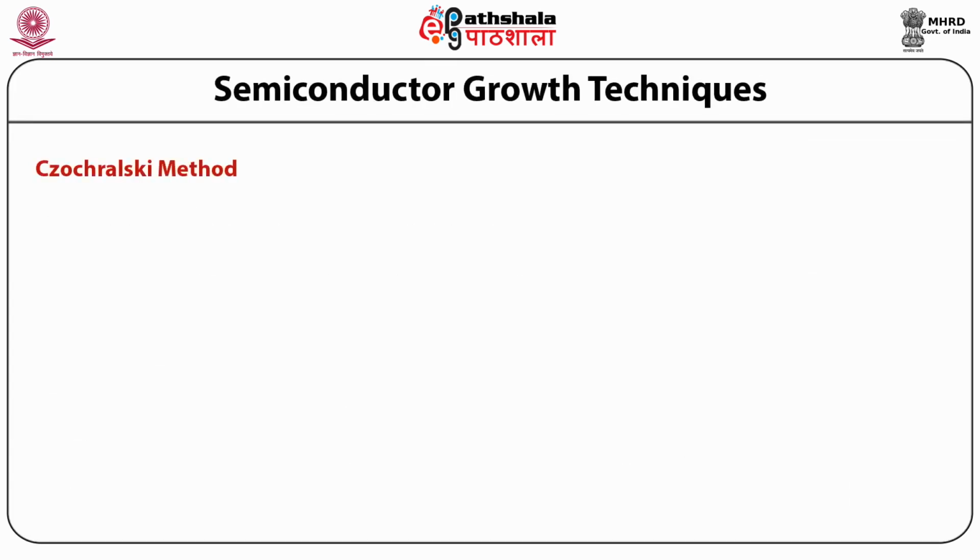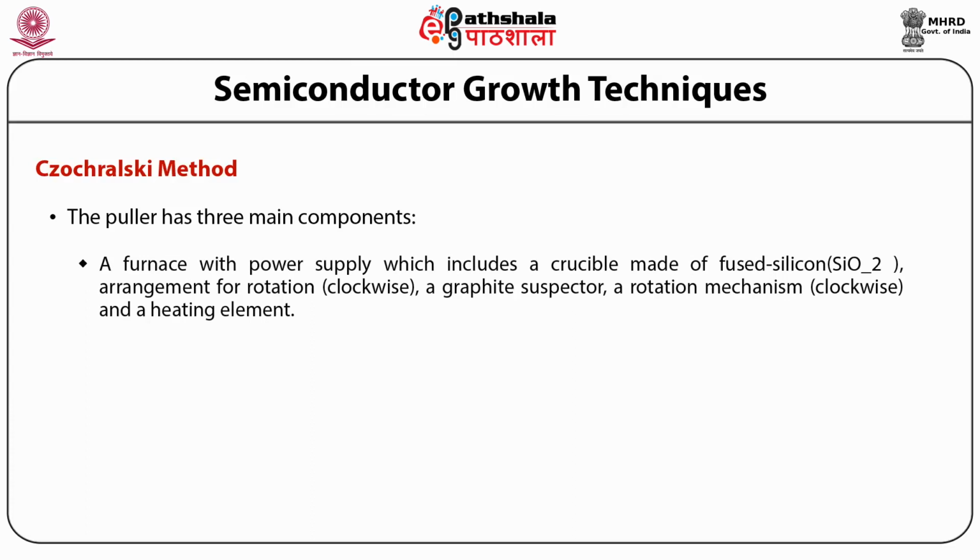And it is to be noted that the puller has three main components. First, a furnace with a power supply, which includes a crucible made of fused silica or SiO2, an arrangement for rotation, that is clockwise, a graphite susceptor, a rotation mechanism for clockwise, and a heating element.